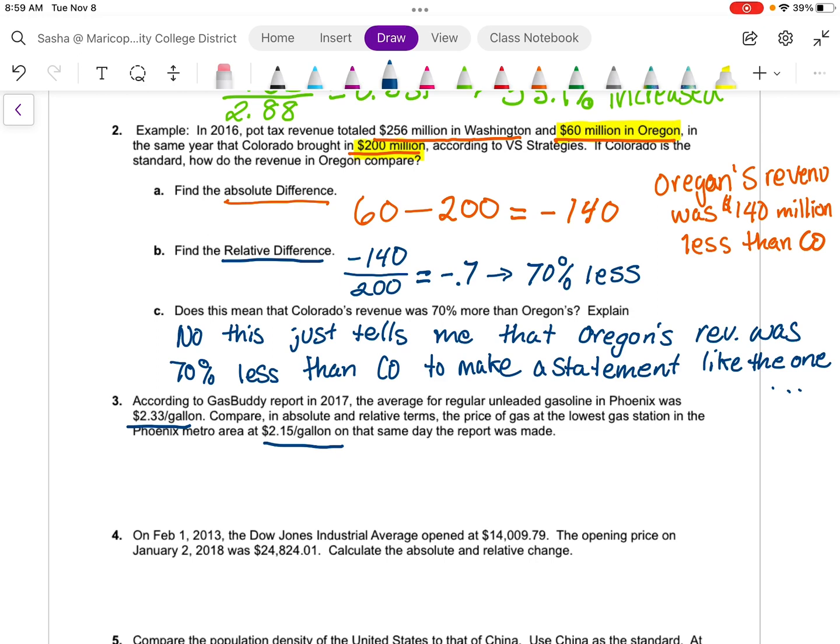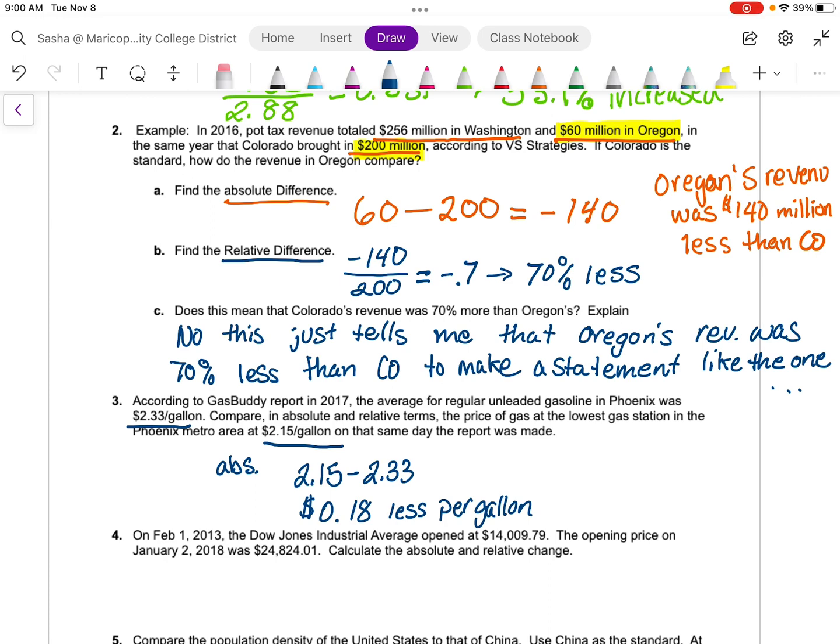So in this case, if I'm going to find my absolute, I would start with my 215, the one I'm comparing it to, and then that 233 average becomes my standard. And so I find out that the lowest gas station was about 18 cents less per gallon than the average in the Phoenix area.